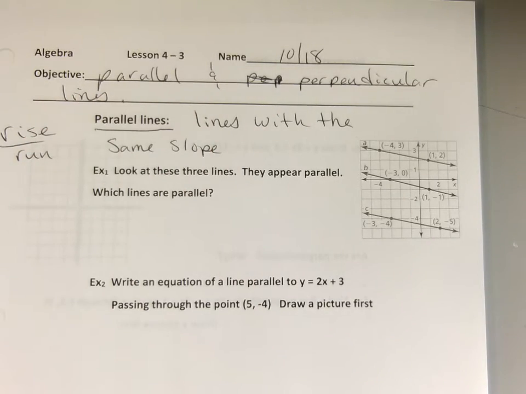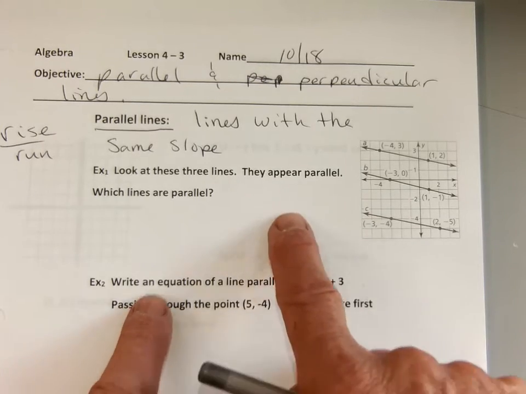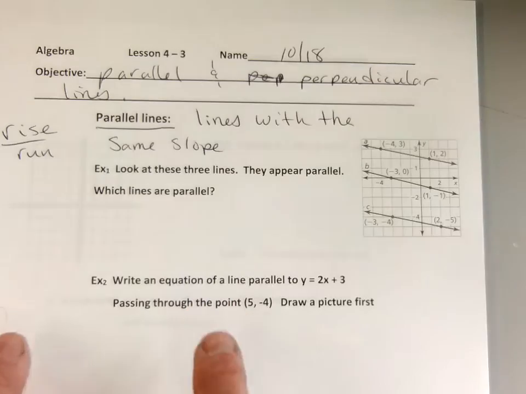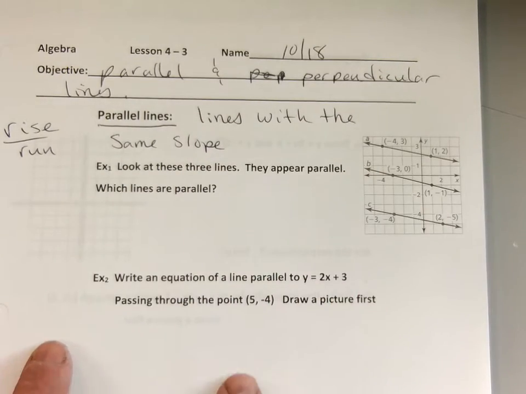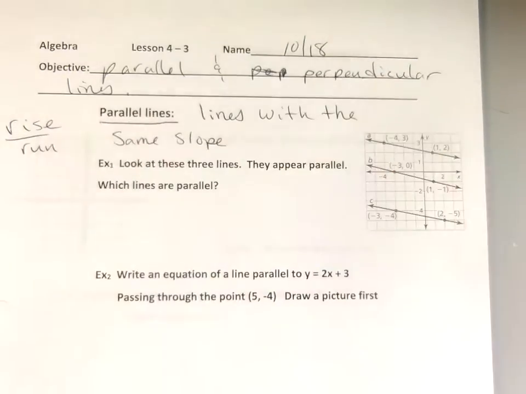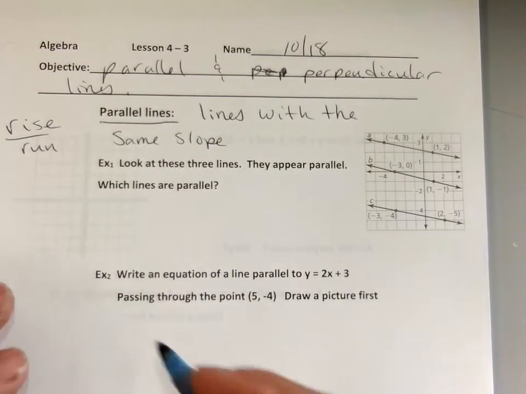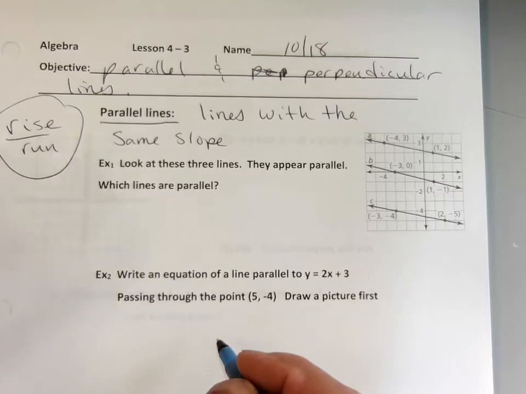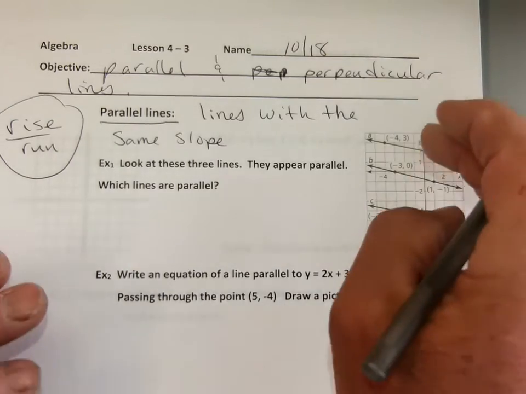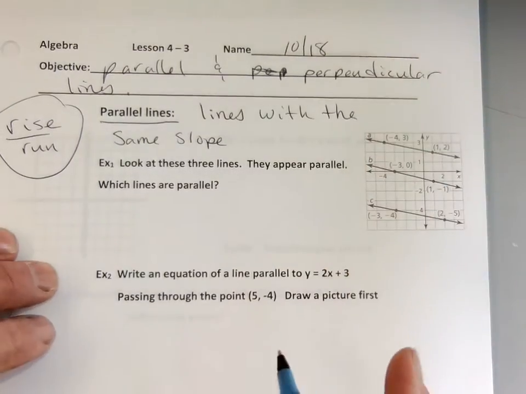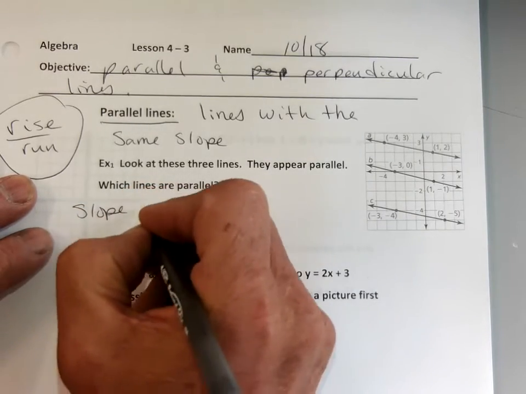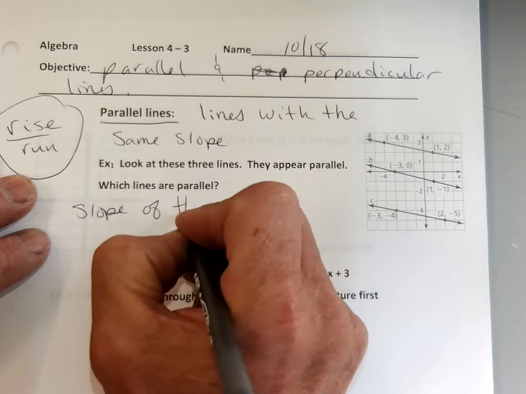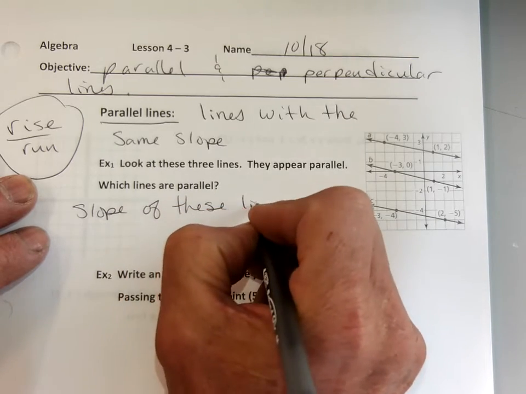So it makes sense to me if like two different stairways, and one's going up and over, up and over, up and over at the same rate, they'd have to be parallel, right? If one's slightly off, they'd eventually intersect, right? But they have to have the same slope. So we know that slope is rise over run. So if I take a look at lines A, B, and C, let's first find the slope of these lines.